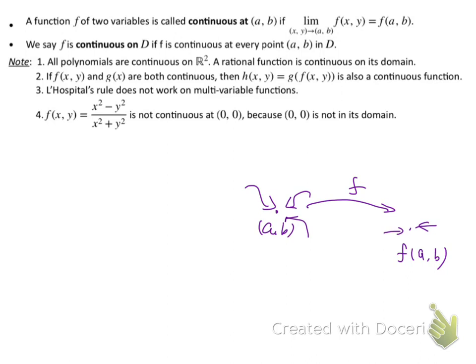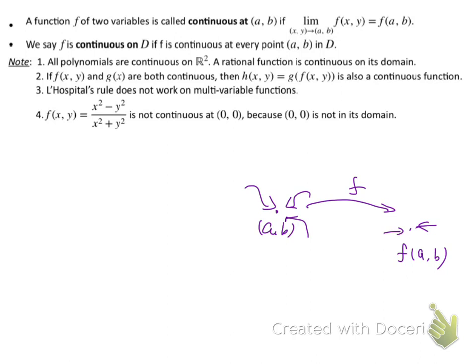And we say f is continuous on a domain if f is continuous at every point inside the domain. And several notes. All polynomials are continuous on R2, because that's their domain. And a rational function is continuous on its domain, which means everywhere except the zeros of the denominator.